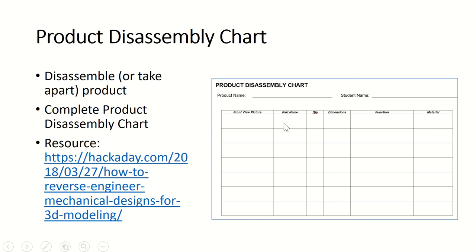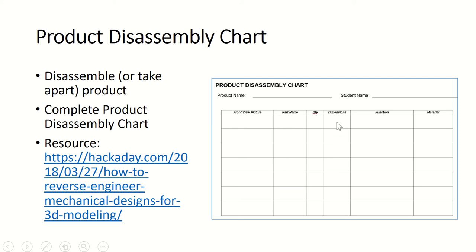Say the name of what that part is called, and how many. So if there's 2 screws, for example, for quantity, you would put 2 here, and you don't need to include the screws twice on the table, just include it once and note the quantity. Dimensions, I know dimensions are going to be hard, do the best you can.